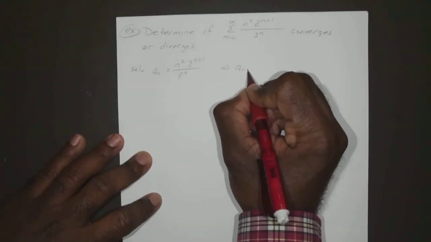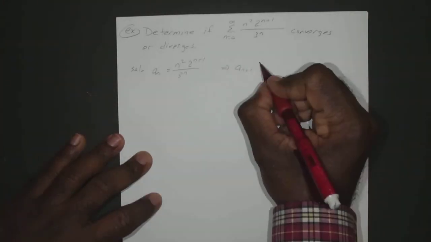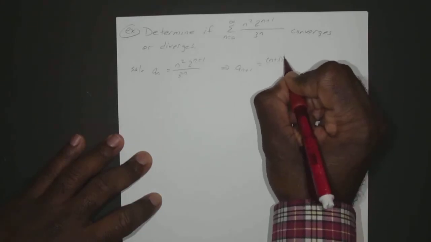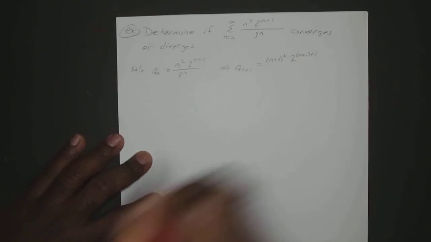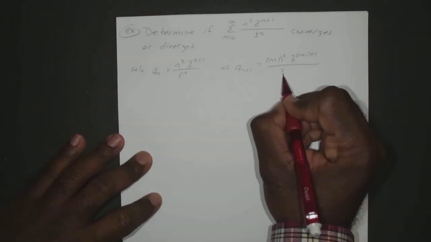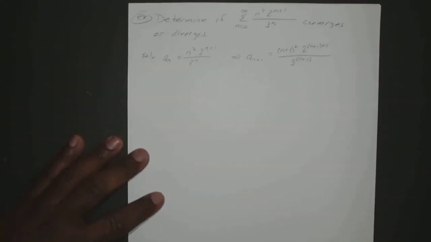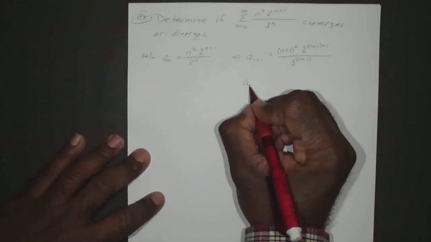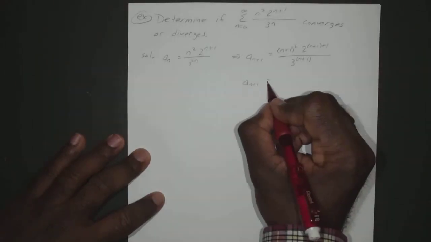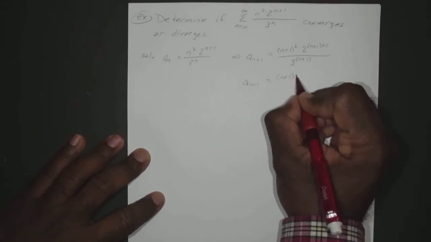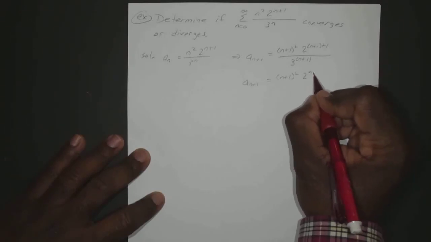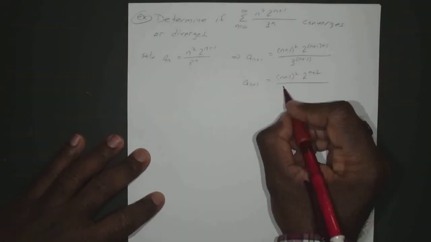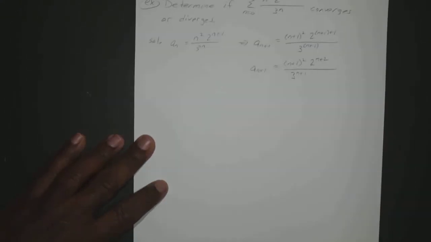That means our a sub n plus 1 is going to be n plus 1 squared times 2 to the n plus 1 all over 3 to the n plus 1 power. So you can't just make that n plus 2? Yep. Oh, you can? Okay. Yep. Sorry. Oh, no problem. Okay, so that leaves you with n plus 1 squared times 2 to the n plus 2, over 3 to the n plus 1.